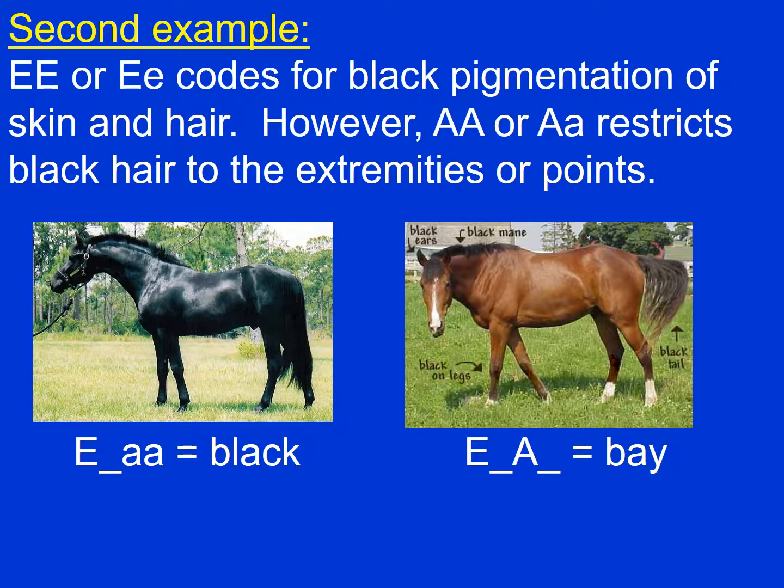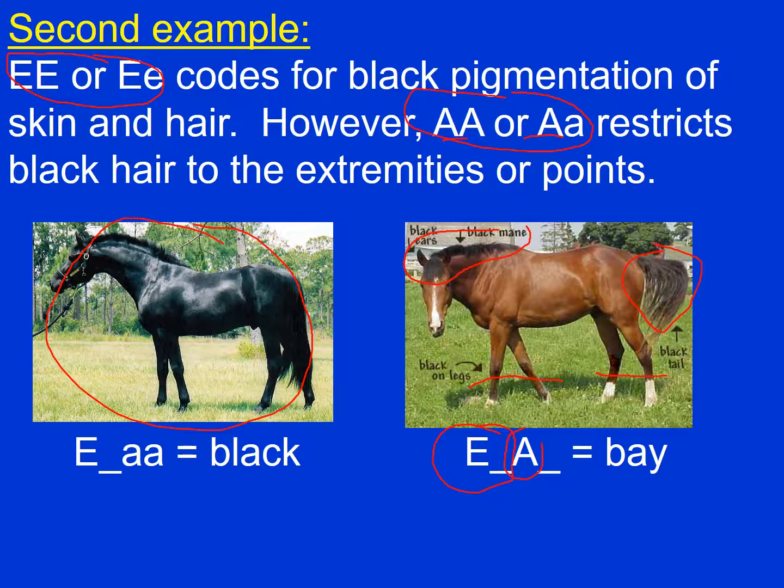So here we have another simple little example. With two big E's, or if you just have one copy of the big E, you're going to have black pigmentation. However, there's another loci, the A loci, that if you got a big A, just need one copy, it's going to restrict black hair to the extremities. So here we have the Bay as the genotype for black hair, but because we've got a big A here, the only place you find the black hair is at the extremities. So we got a black mane and black ears. We got a black tail. We're getting black down here.